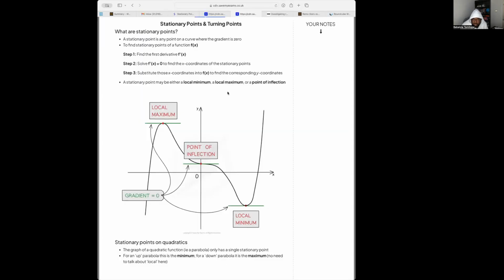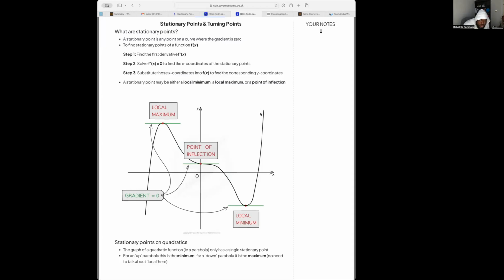So let's look at this one. How to solve stationary points. There are some steps you need to take. You need to find the first derivative. You need to solve that derivative equals to 0. Then substitute those x coordinates into f of x to find the corresponding y coordinates. Those are the 3 steps you have to take.